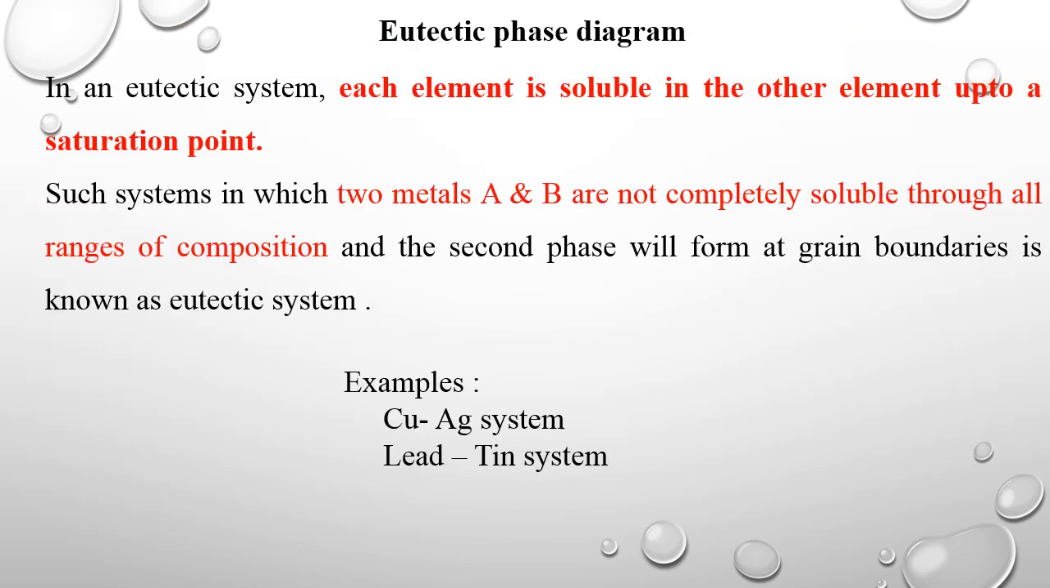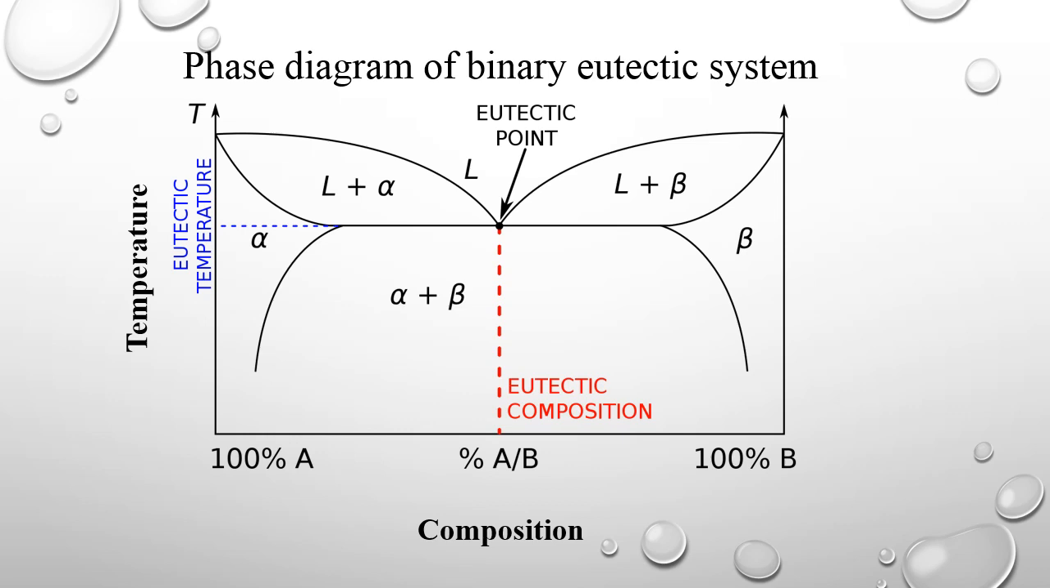Next one is the eutectic phase diagram. In this system, each element is soluble in the other only up to a saturation point. Two metals A and B are not completely soluble through the whole range of composition, and a second phase forms at the grain boundaries, known as a eutectic system, for example the copper and aluminum system. In this binary system, the x-axis is the composition and the y-axis is the temperature. The alpha plus L region is at the midpoint. This is the eutectic composition.